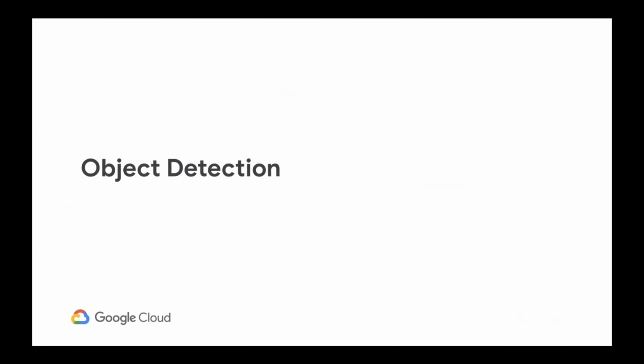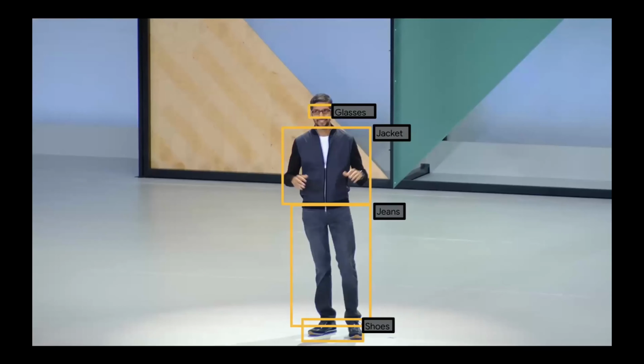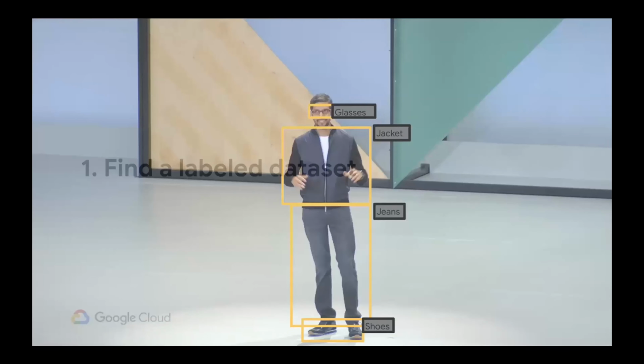So let's look at applying AutoML to some different scenarios. If we wanted to create an object detection scenario where we're predicting what piece of clothing somebody's wearing, this is kind of a fun example that our team was working on as a learning exercise.